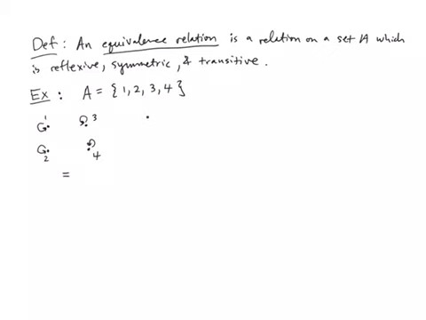Okay, so another equivalence relation. Again, we have to have all of our loops here.